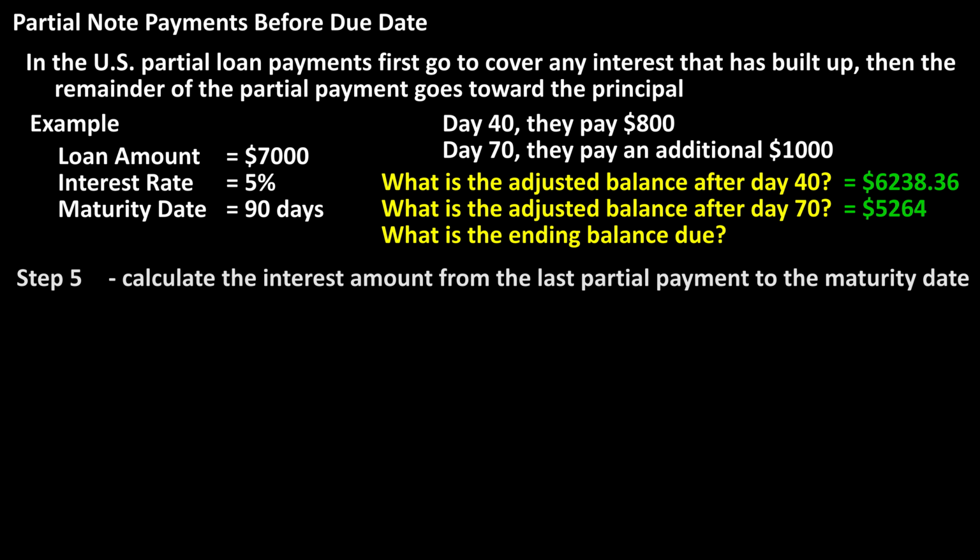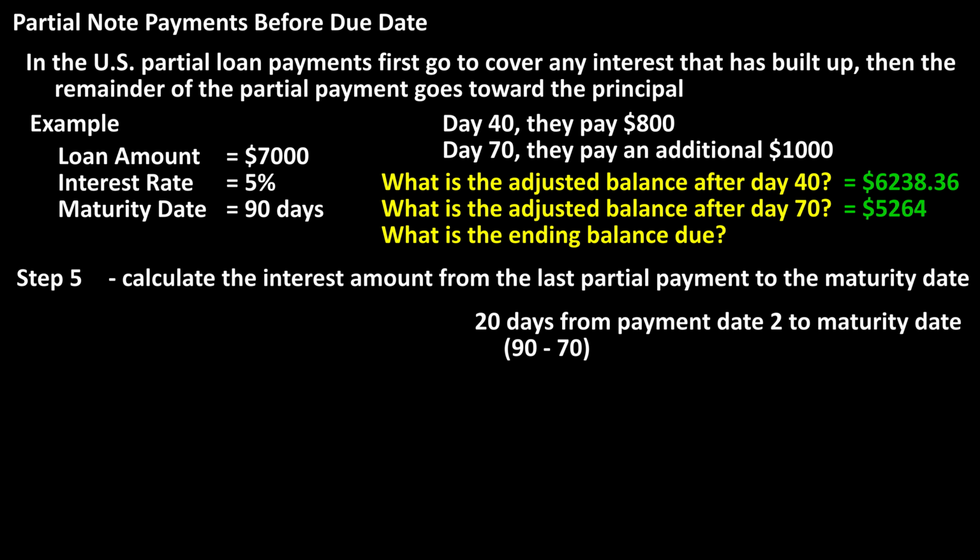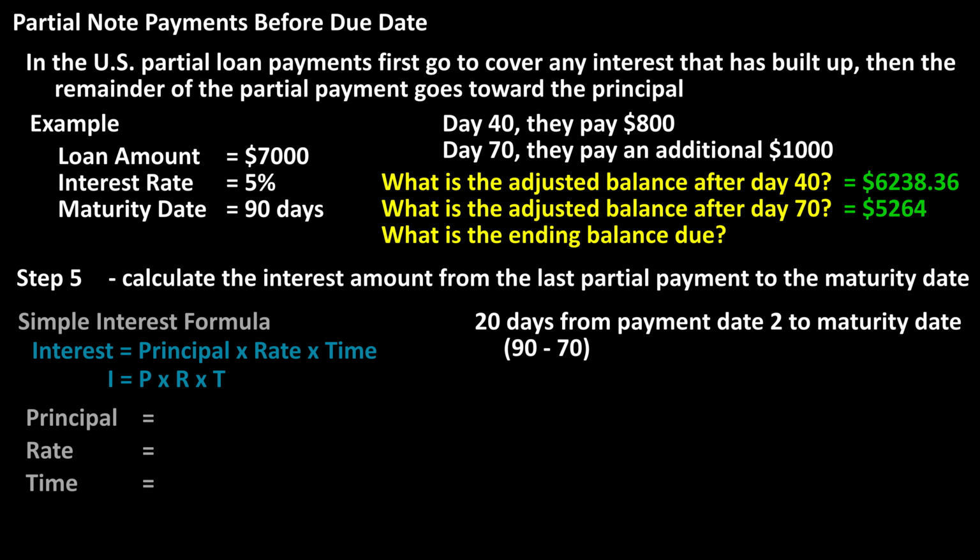We calculate the interest from the last partial payment to the maturity date, and we add this interest to the adjusted balance. And this is similar to steps 1 and 3. There are 20 days from payment date 2 to the maturity date, 90 days minus 70 days. Using our simple interest formula, the new principal is the adjusted balance after the second payment, which we calculated to be $5,264. The rate is still 5%, or 0.05, and the time will be 20 days, which is 20 over 365.